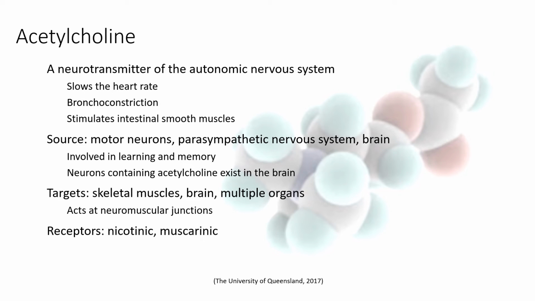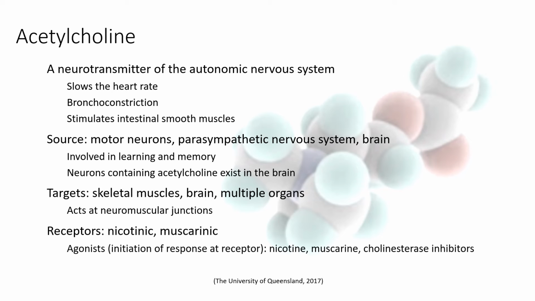There are targets: the skeletal muscle, brain, multiple organs. It really acts at what's called the neuromuscular junction. And the receptors are classified as nicotinic and muscarinic. There are agonists, the nicotine, muscarine, cholinesterase inhibitors, and then there are the antagonists. So the agonists are ones that cause the reaction. The antagonist is the one that stops or slows the reaction.